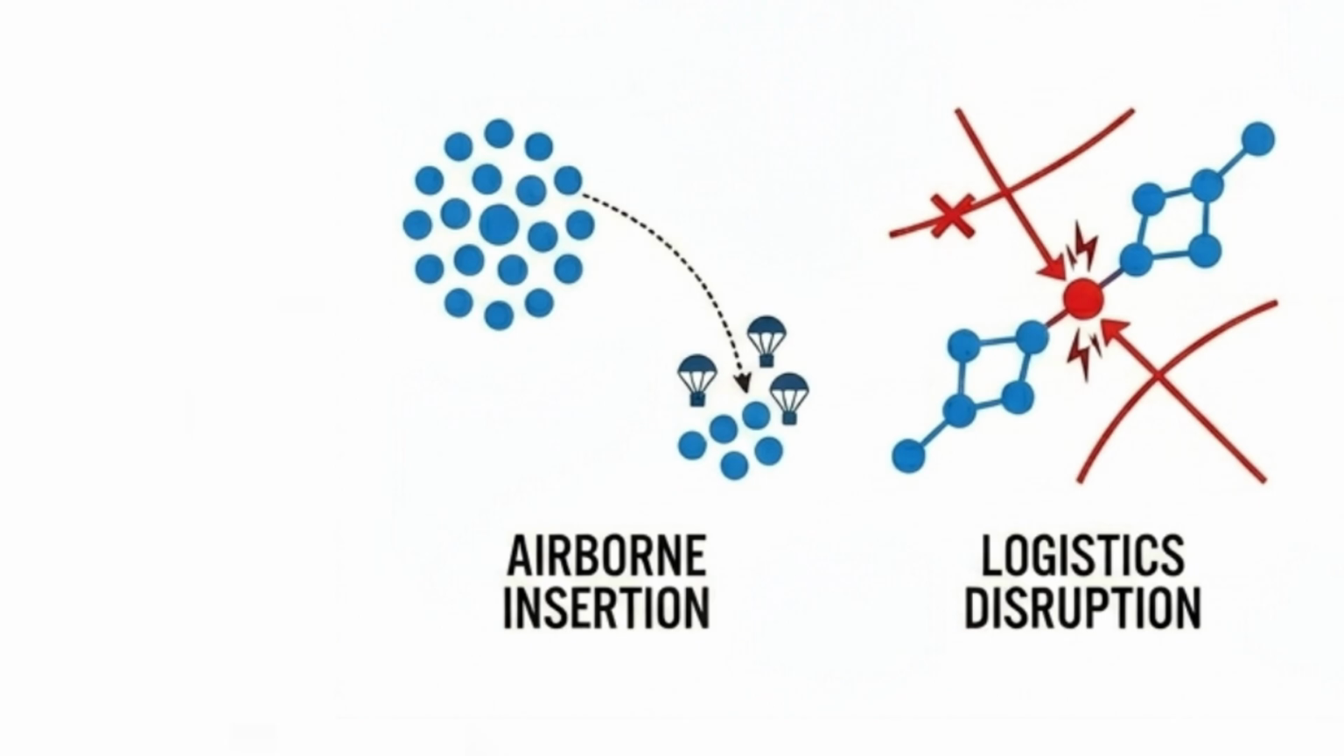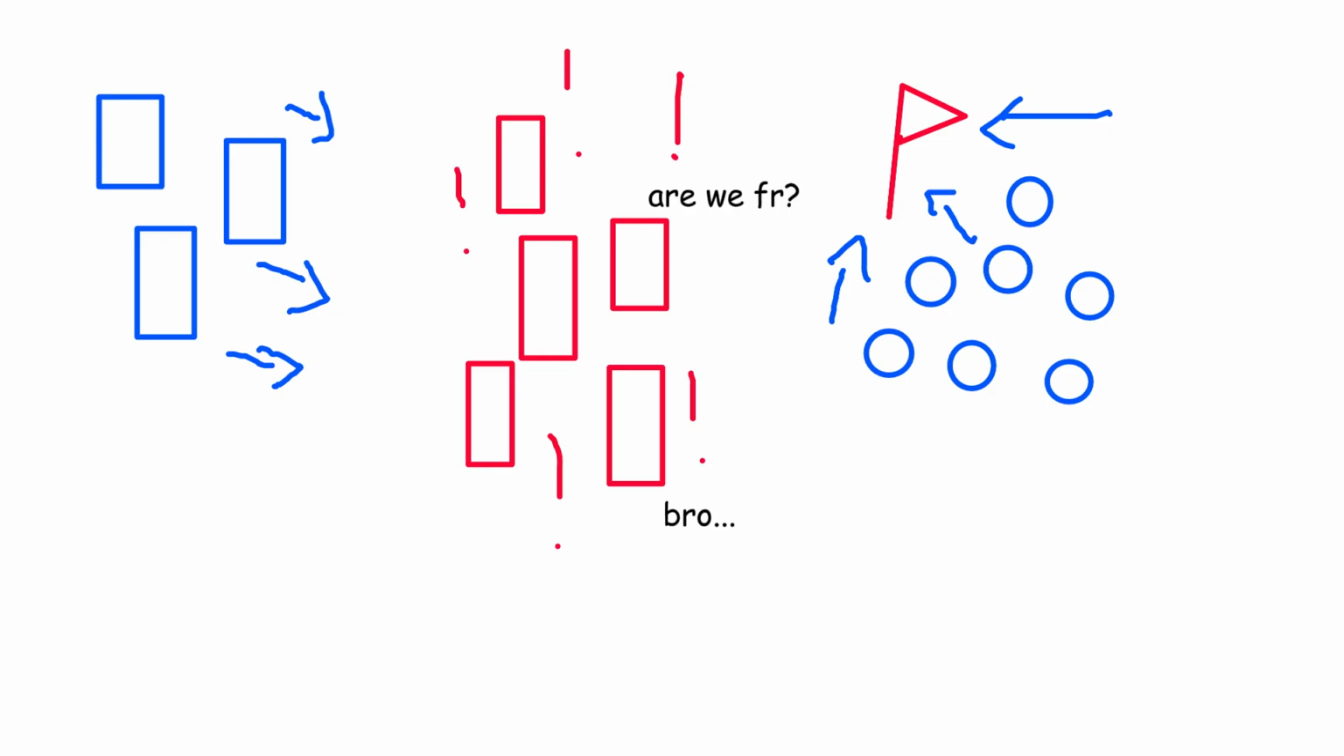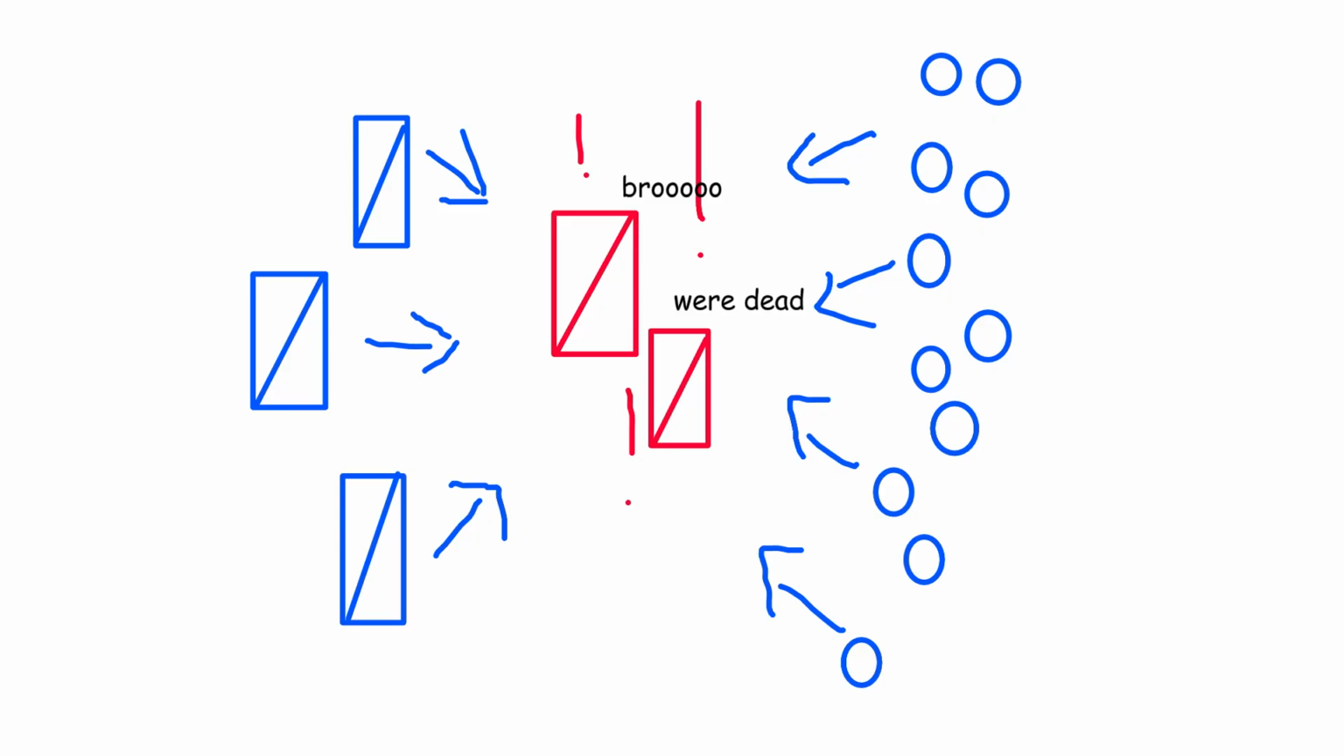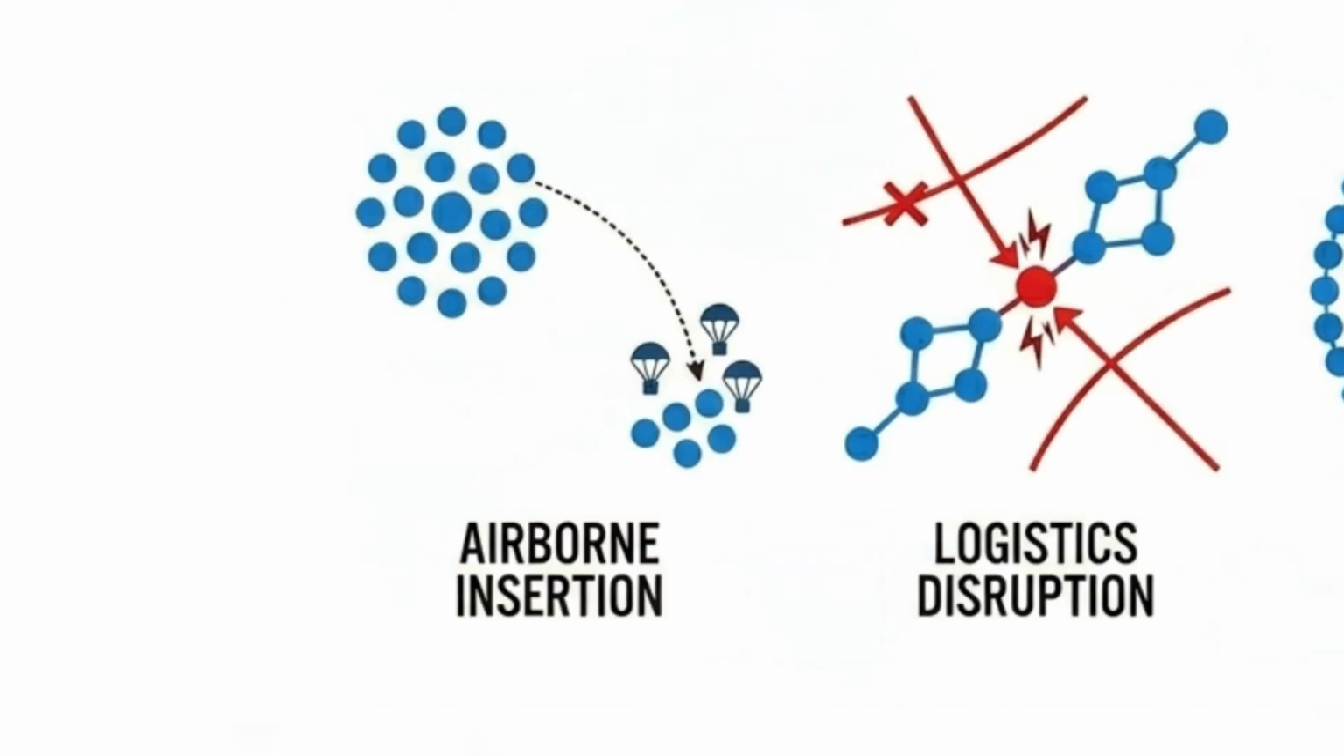Airborne insertion. Airborne insertion is a strategy where troops are deployed behind enemy lines using parachutes or aircraft drops. It allows armies to bypass frontline defenses and strike from unexpected directions. During World War II, airborne units were used in major operations to capture key bridges and disrupt enemy movement. This strategy is effective because it places forces directly into critical locations without needing ground approach routes.